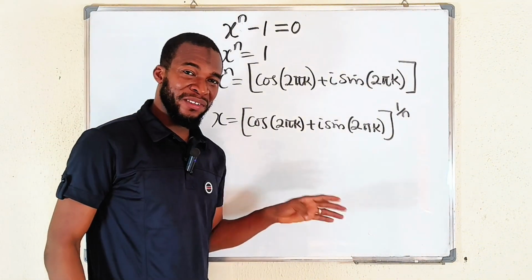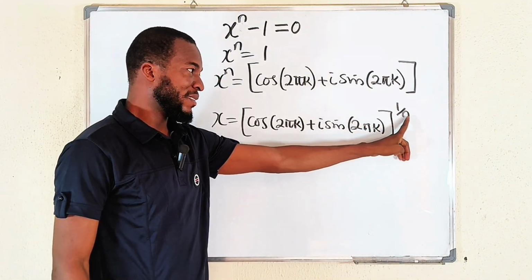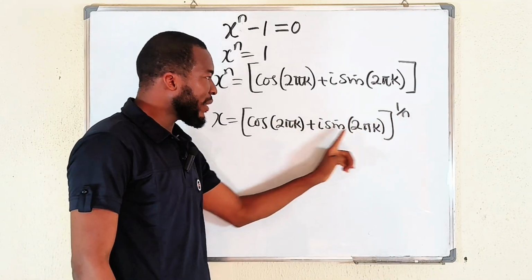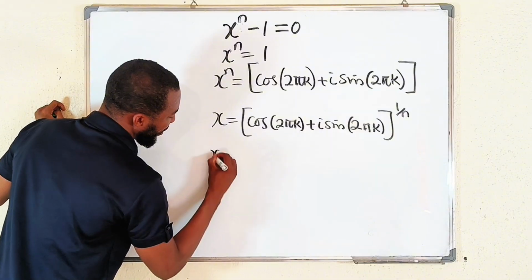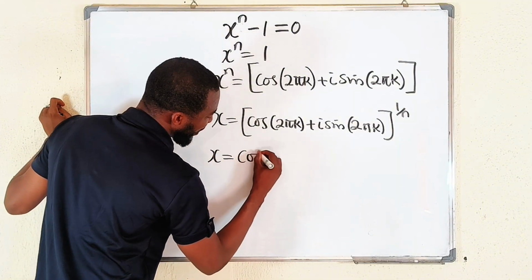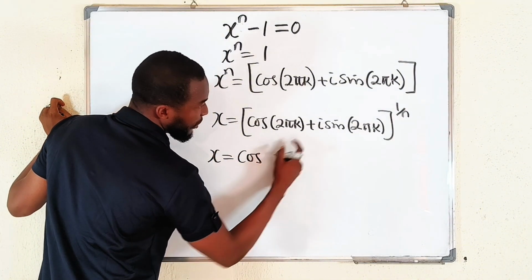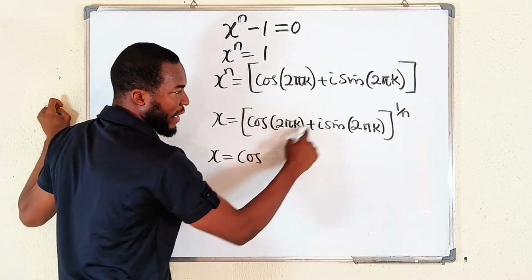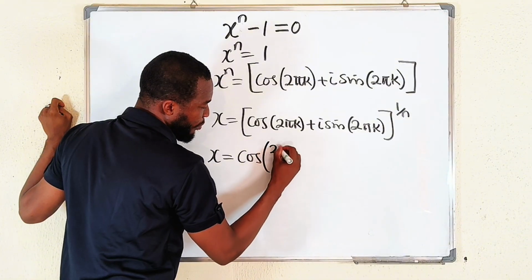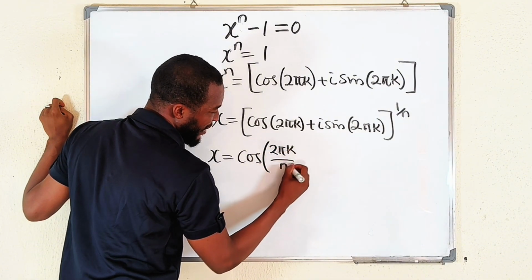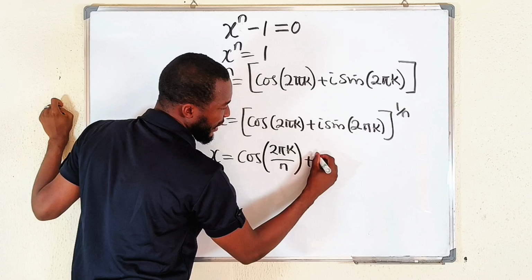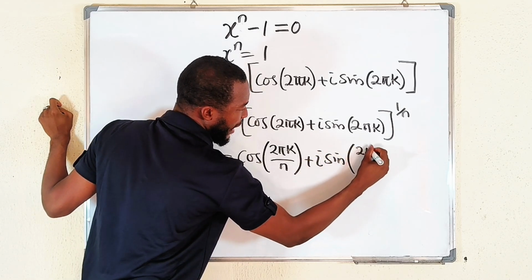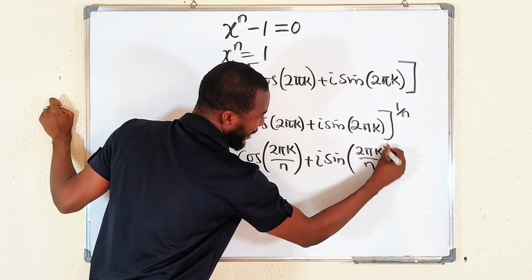According to De Moivre's theorem, this can multiply the arguments. So we're going to take this and multiply the arguments. So finally, x will be equal to just cosine of, if you multiply by 1 over n, it is going to give you 2 pi k divided by n, plus I sine of 2 pi k divided by n.